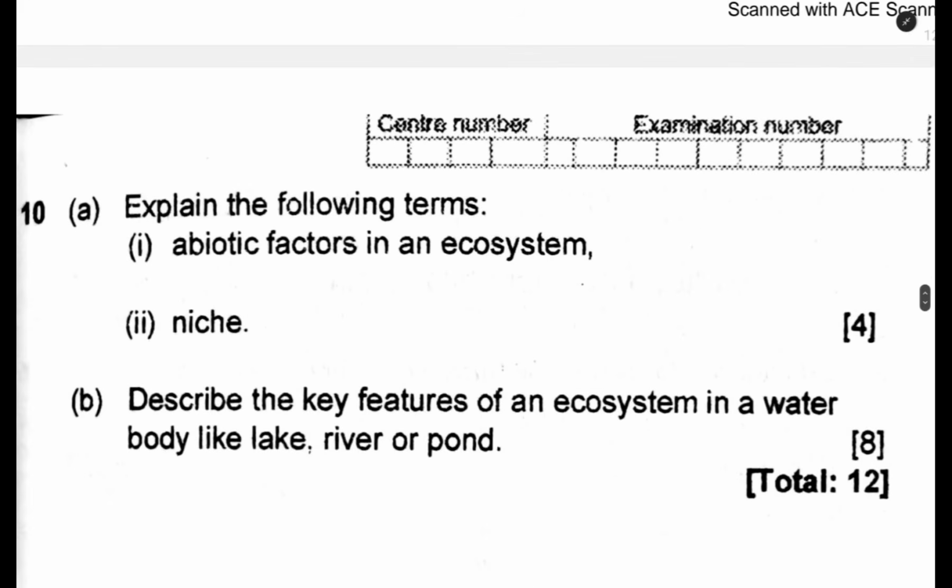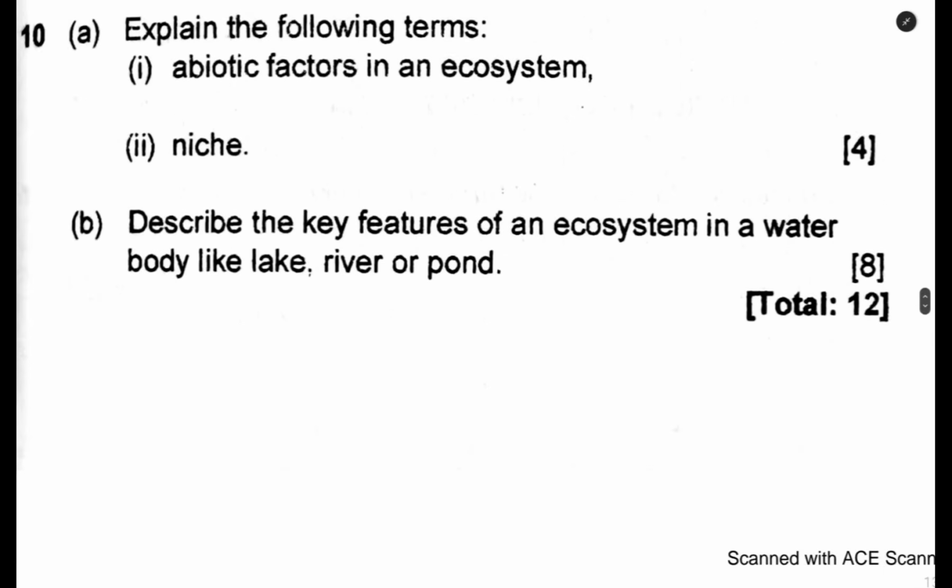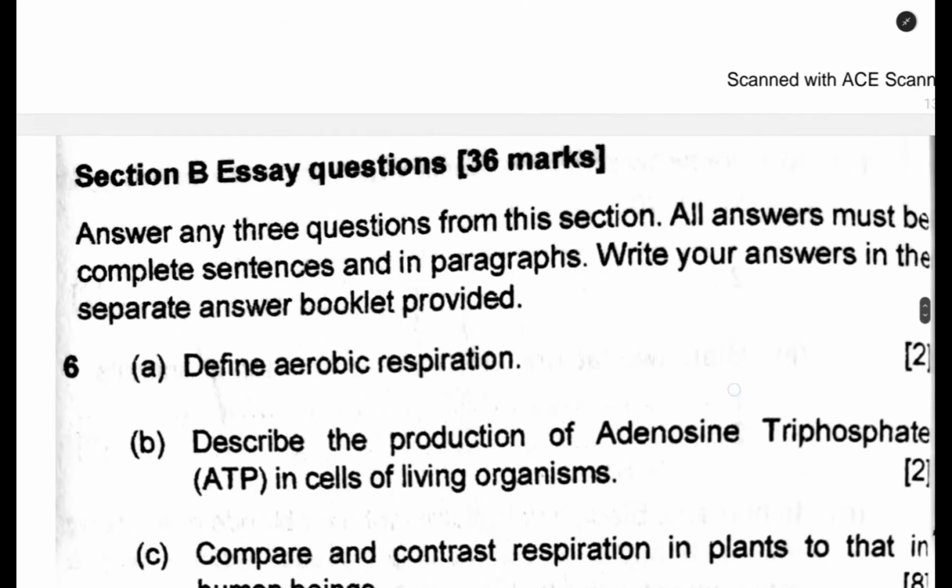Then question 10, explain the following terms: abiotic factors in an ecosystem, niche. So this is also ecosystem. So one of the terms that I forgot is abiotic factor, and of course biotic factor, a niche. Describe the key features of an ecosystem in a water body like lake, river, and pond. On ecosystem, I think I have a recording where I've explained some of the terms and all that. You might want to check that one out. But this is the topic that you need to know before writing the exams.